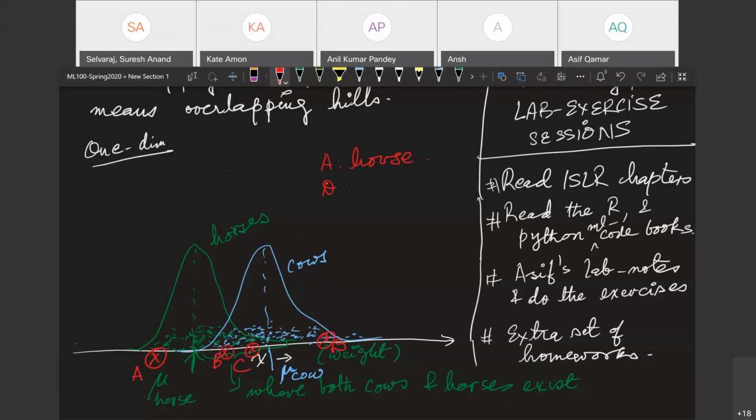What about D? What is D? D is more clearly a cow. More clearly a cow. It's pretty certain, right? So you can make this call with high confidence, high probability. Probability you're able to tell. Now, what about point B? Is B more likely to be a cow or a horse? What is the point B?